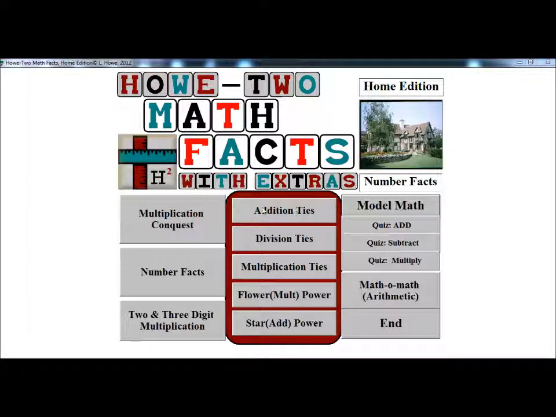Three of the programs here have the word ties in their title. Addition ties, division ties, and multiplication ties. They all work the same, so I will just show you one of them. Let's look at the multiplication ties.